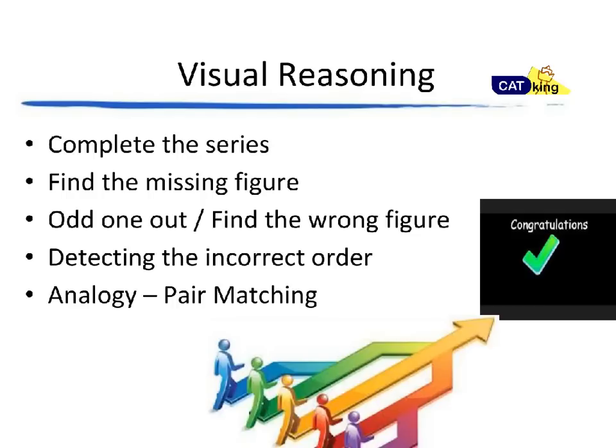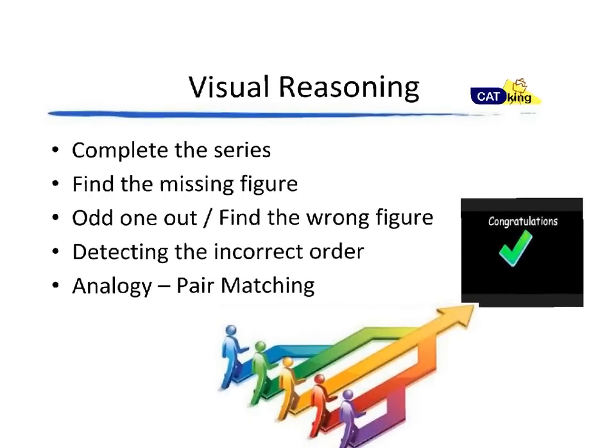Before we talk about visual reasoning and the types and the concepts involved, there's a thought that has struck my mind, which is: success is the sum of all small efforts repeated day in and day out. And those small efforts in the case of visual reasoning include completing the series, finding the missing figure, the odd one out, or the fill in the blanks, or finding the wrong figure, detecting the incorrect order, and analogy, that is the pair matching.